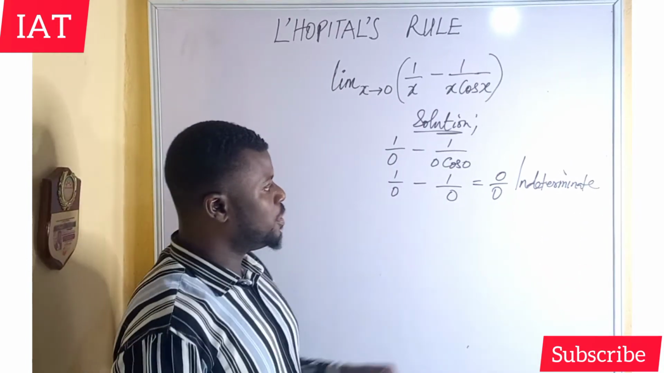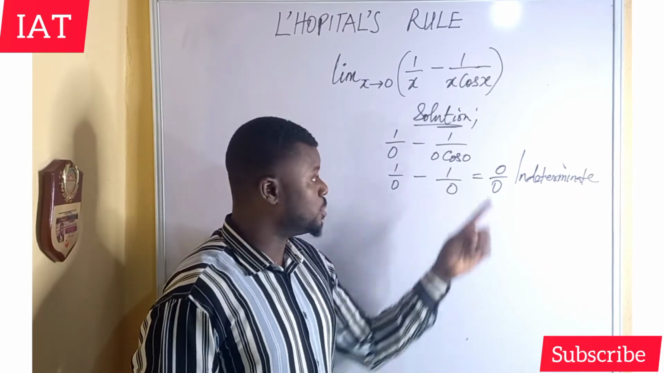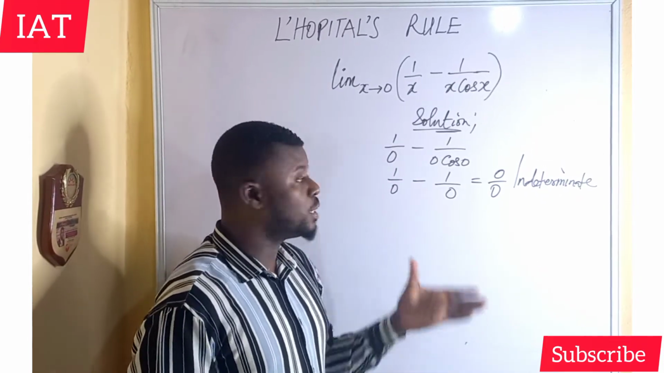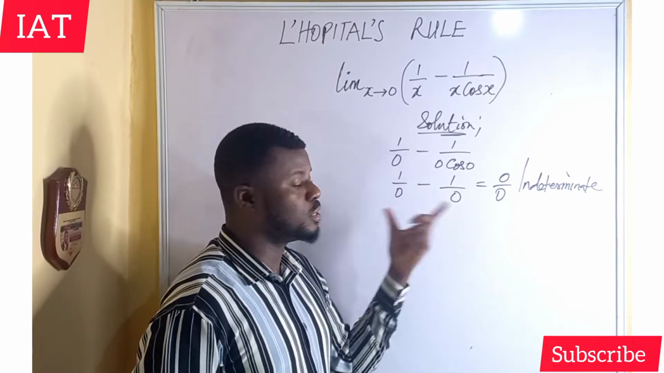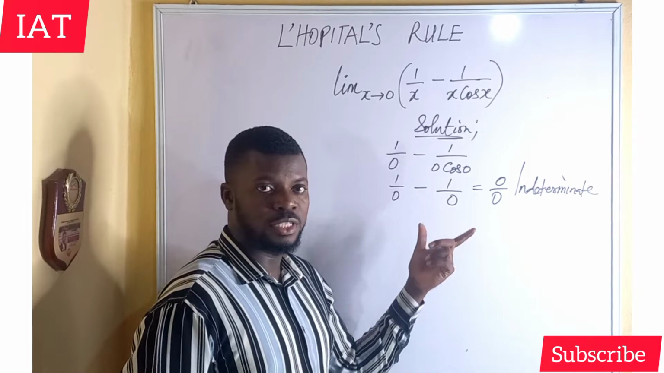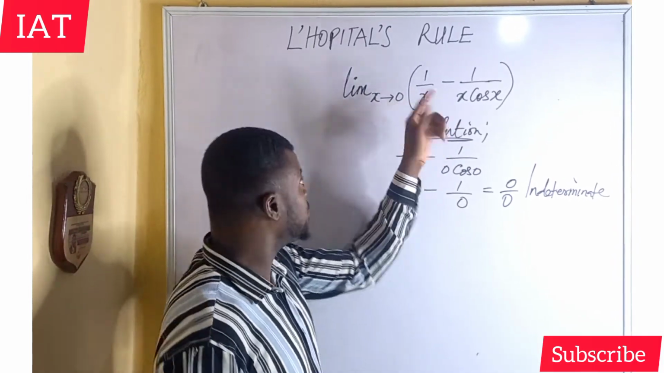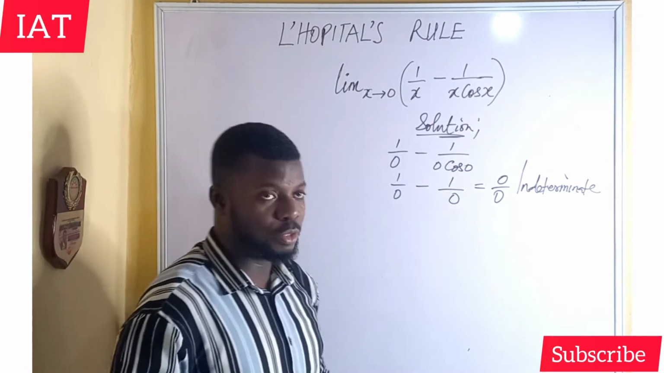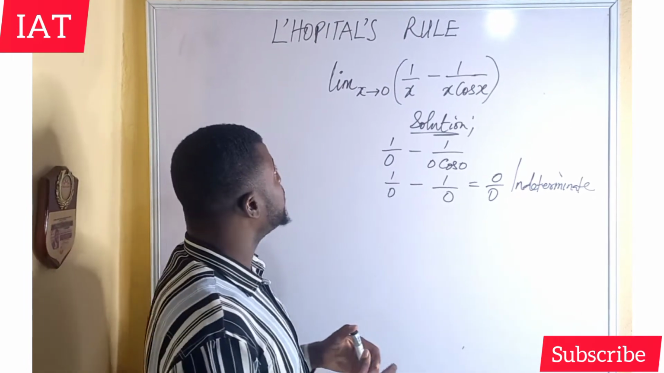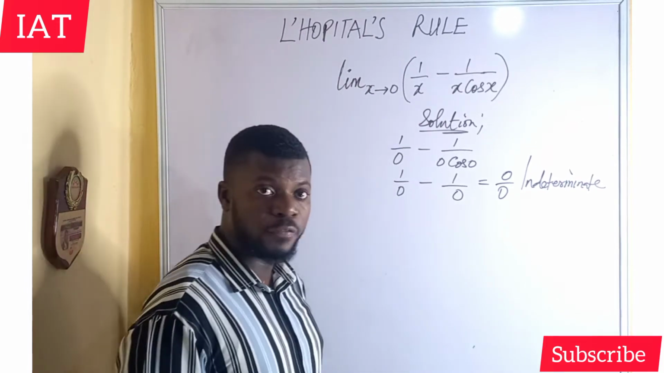So what is the meaning of indeterminate? Indeterminate means meaningless. So 0 over 0 does not have meaning, and because it is meaningless, it means it's not a solution. So we need to apply another method instead of direct substitution. The method I would like to apply for this problem is what we call L'Hopital's rule. What is L'Hopital's rule? L'Hopital's rule is a rule of differentiation. That literally means you should differentiate all of the parameters.